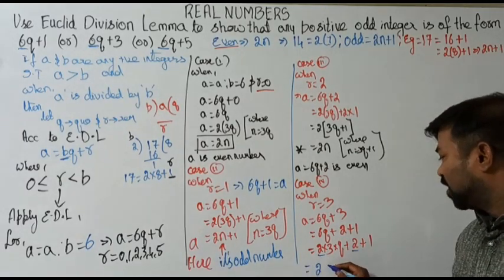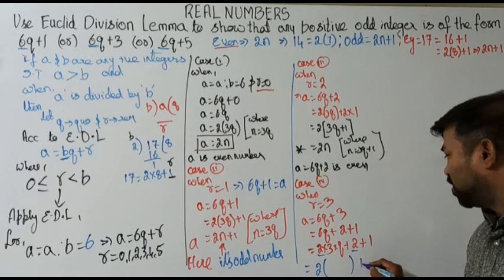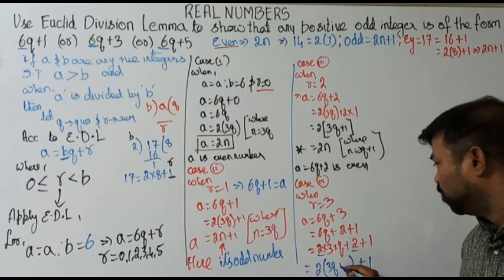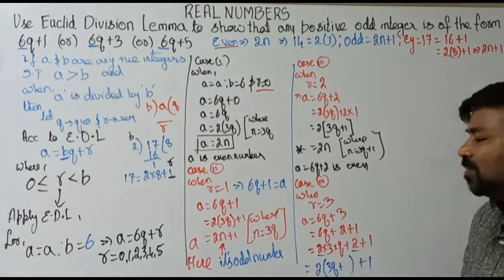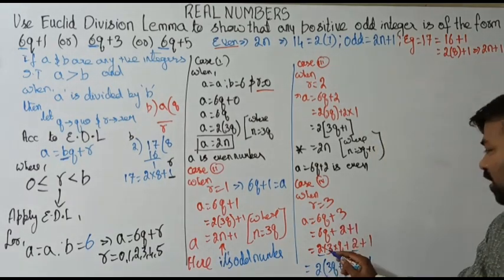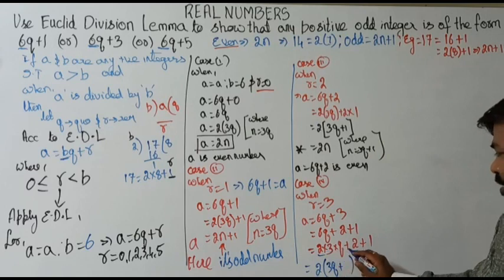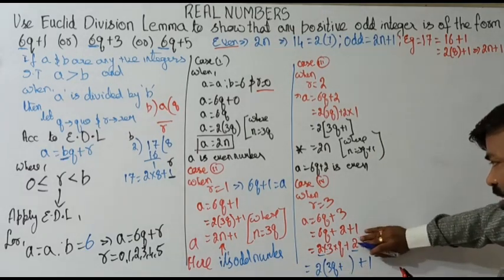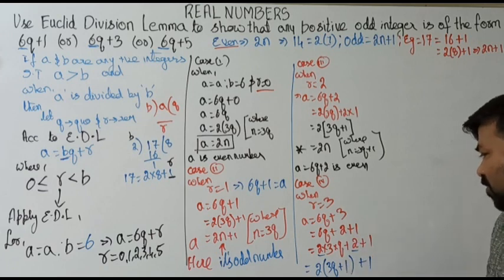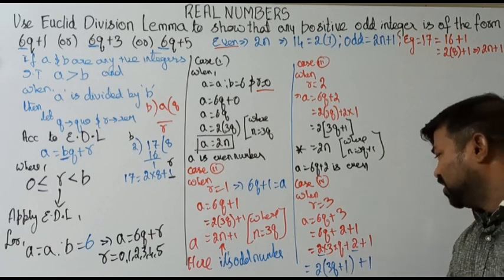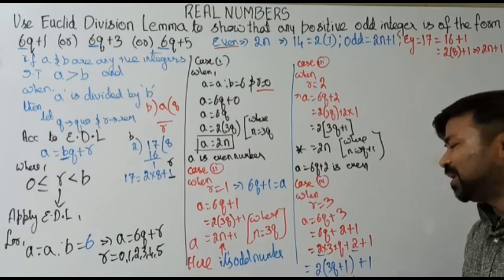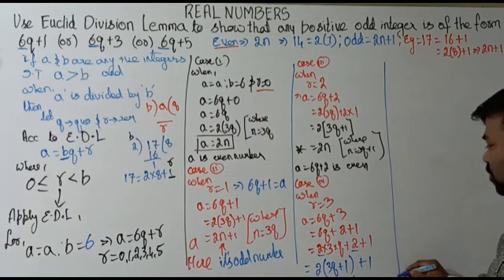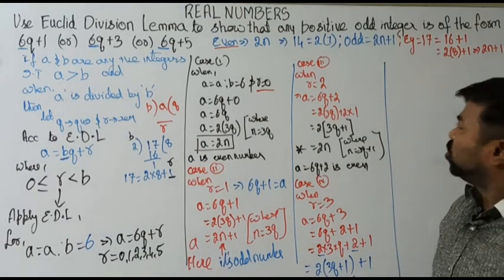Here if you check it out, the 2 and the 2, I take it as common, and I took the plus 1 out. So it's 2 into 3q plus 1. So it is in the form of 2n plus 1. It is in the form of 2n plus 1. Right, so now let's go back.